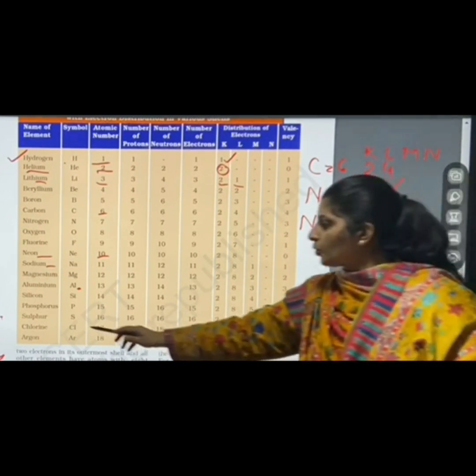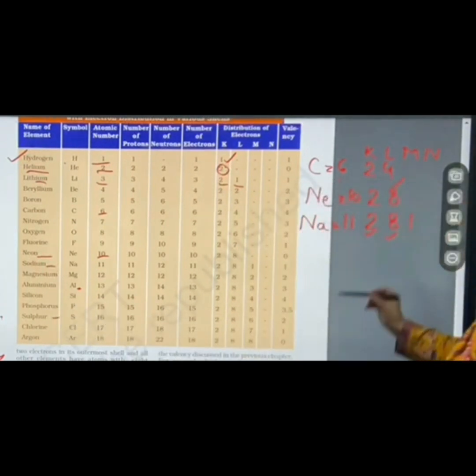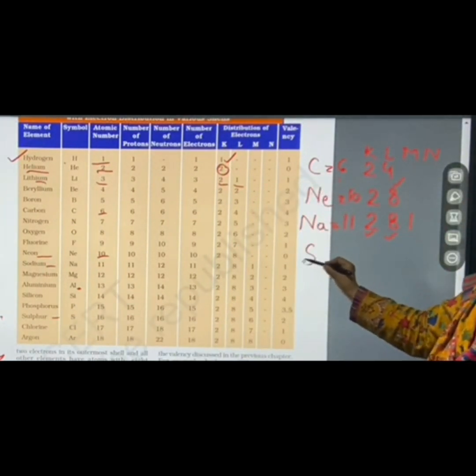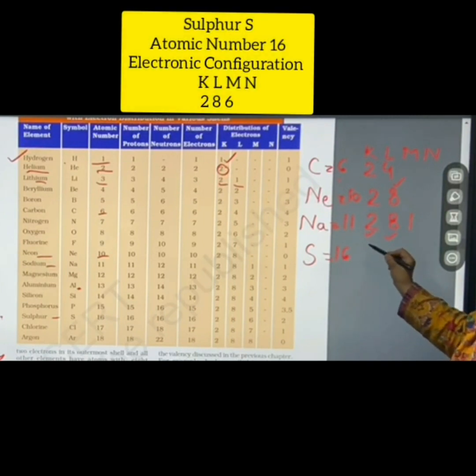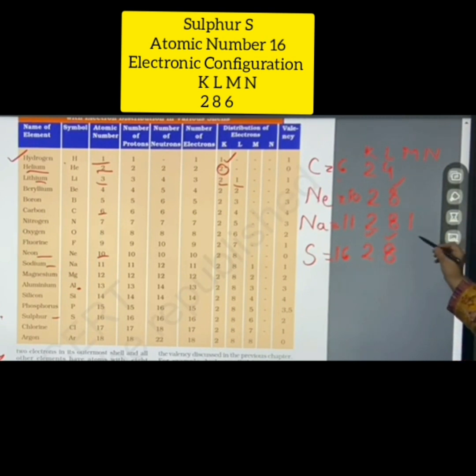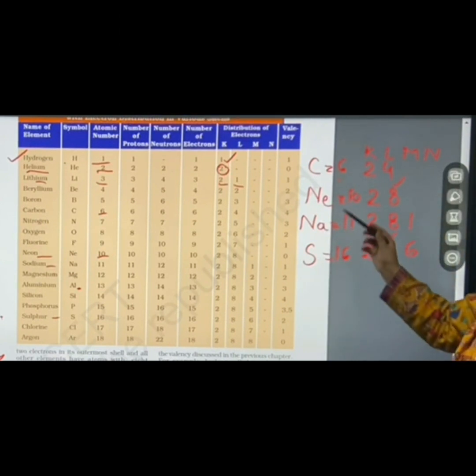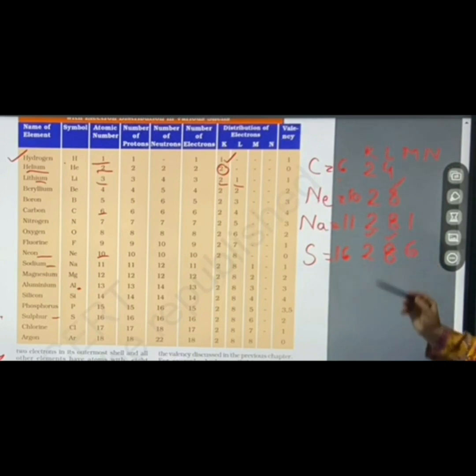For the last example, I'm going to take sulfur. Sulfur, represented by S, has atomic number 16. So the distribution of electrons is 2 in the K shell, 8 in the L shell, and in the M shell it is 6. So in this manner, you can complete this table of the distribution of electrons for the first 18 elements.